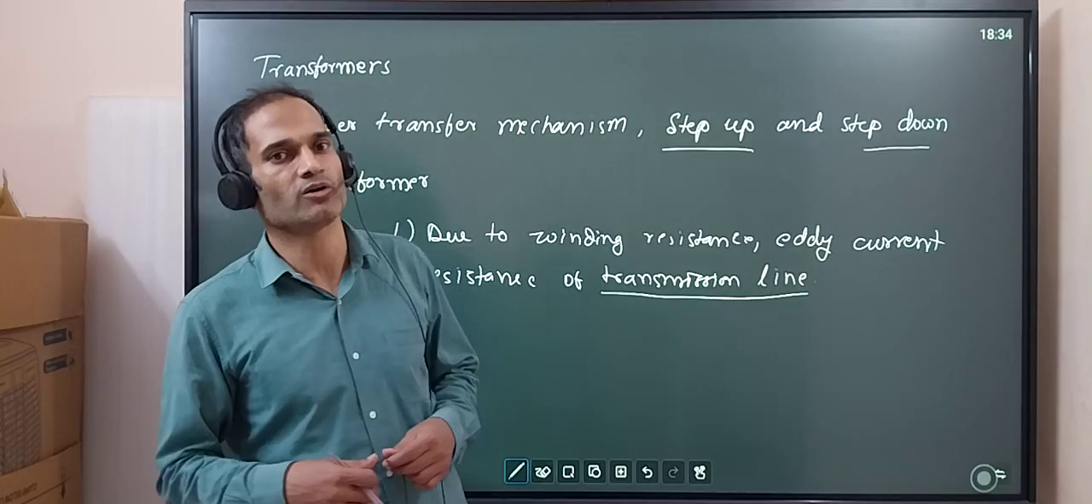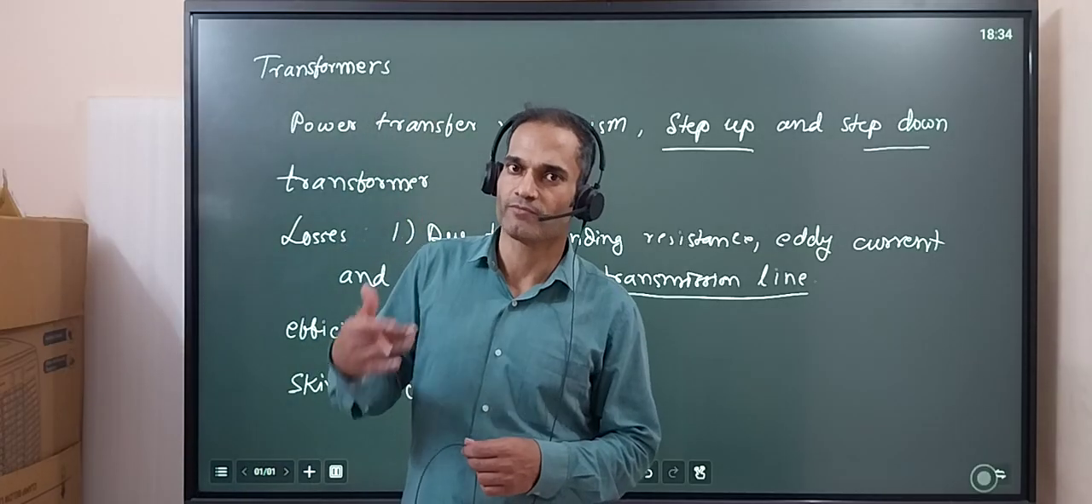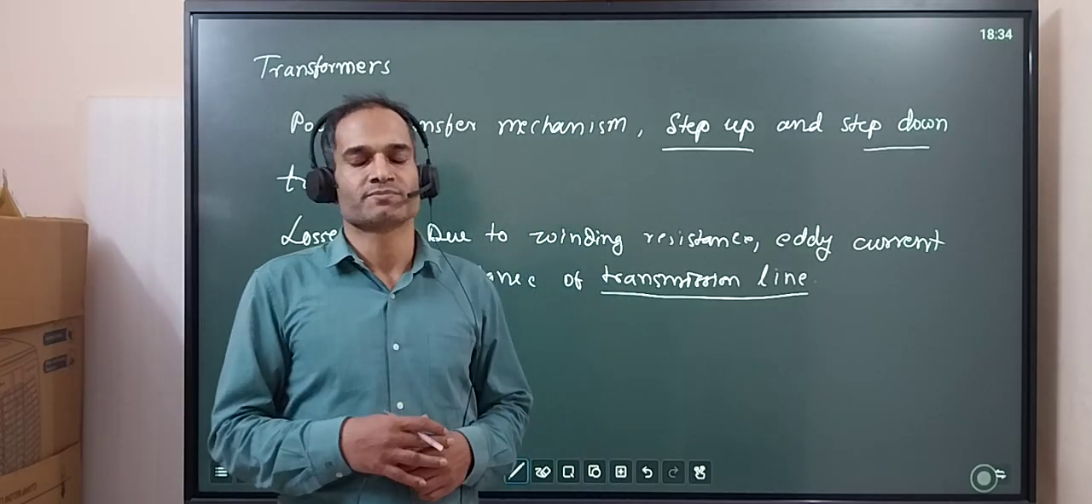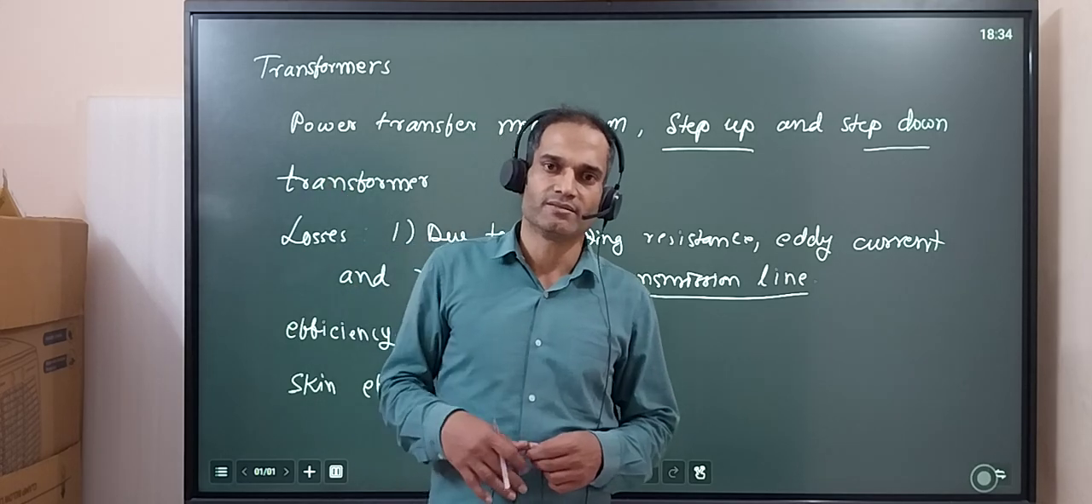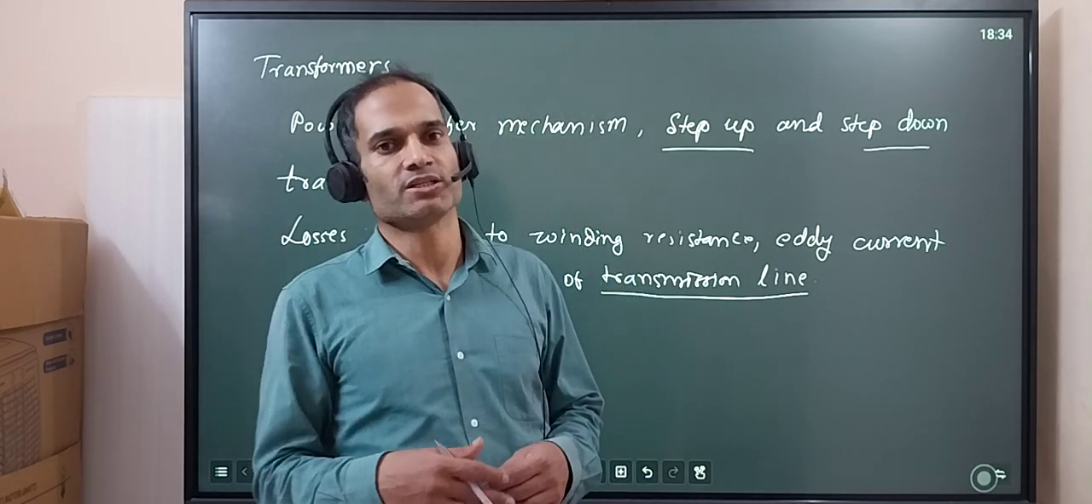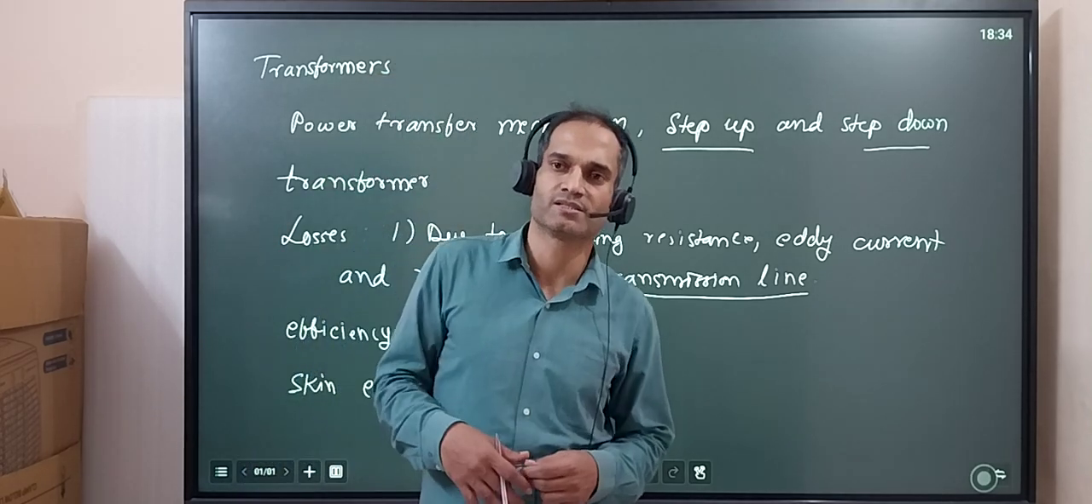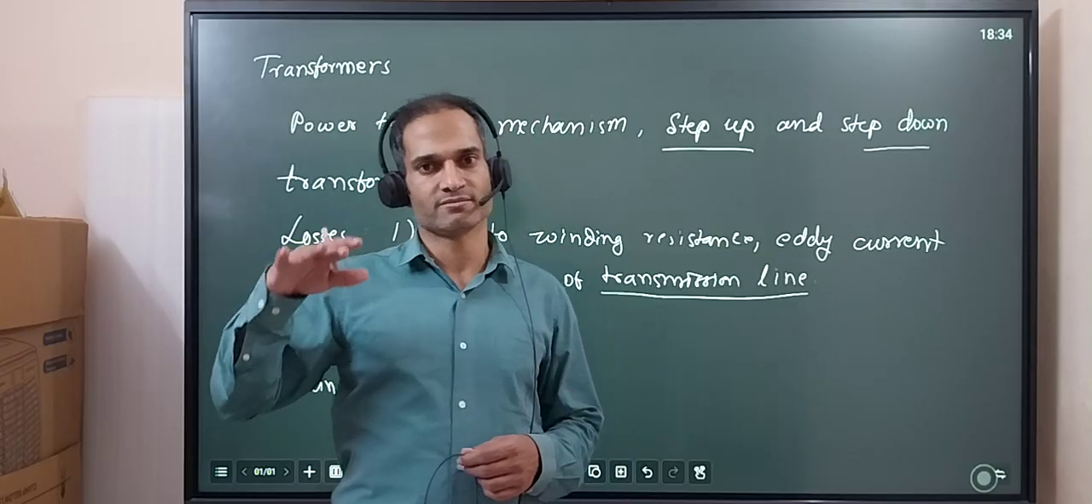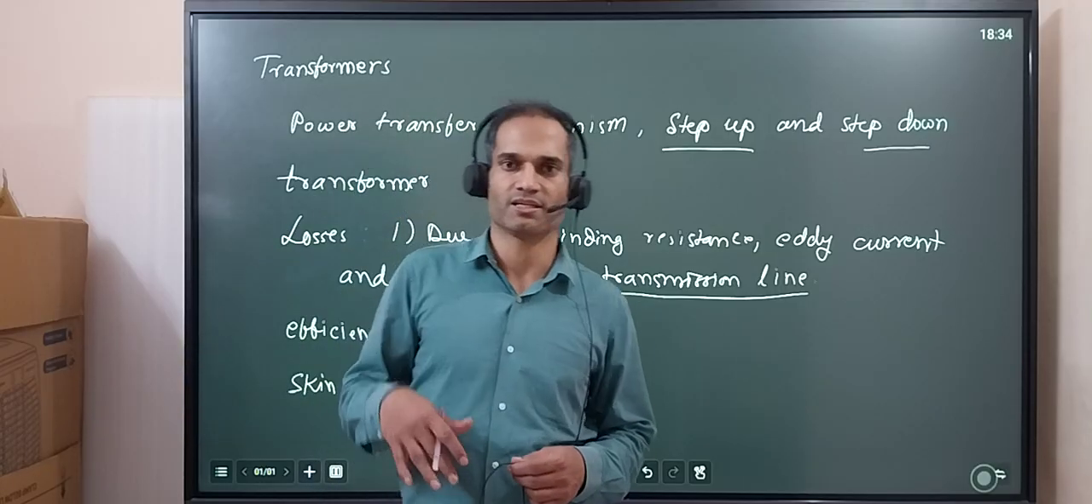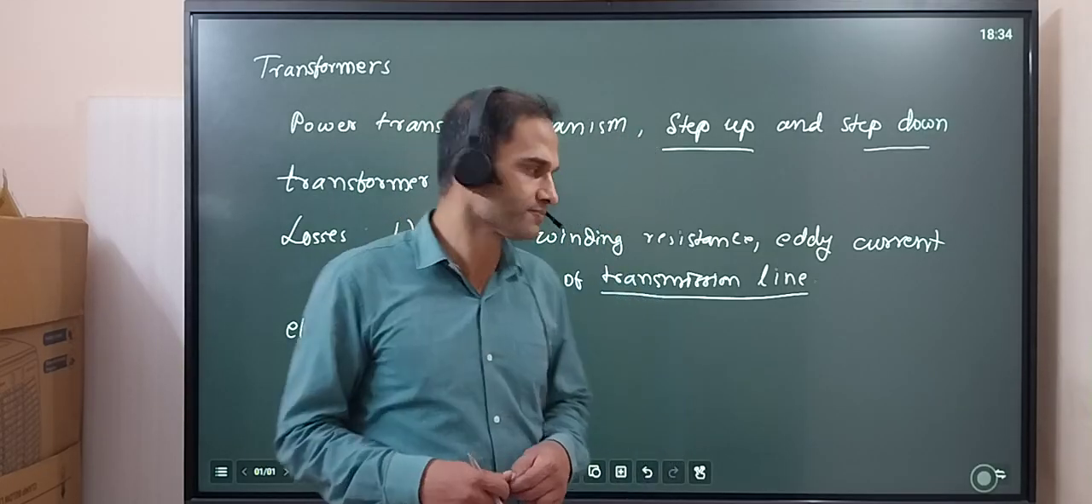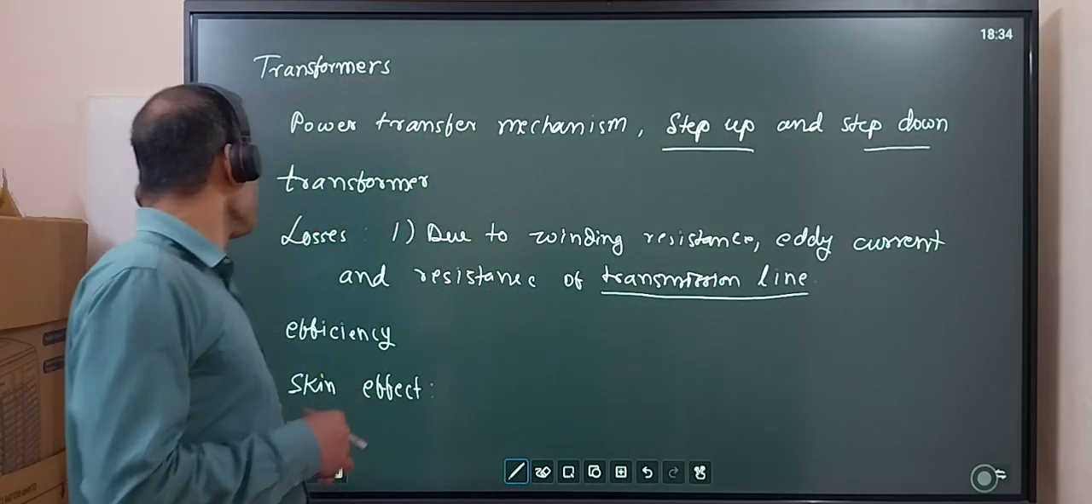That process is called stepping up. We are increasing the voltage. And for the end users, voltage is again decreased and current is increased. So that is what happens.